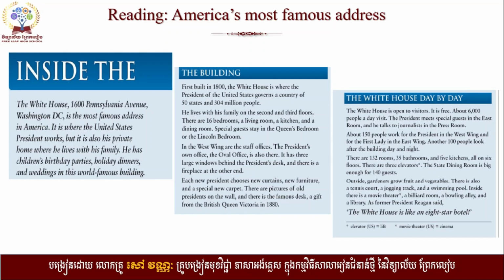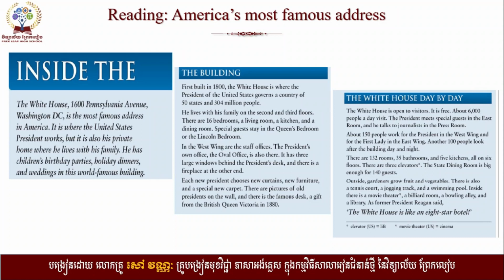In the White House, 1600 Pennsylvania Avenue, Washington DC is the most famous address in America. It is where United States the president works, but it is also his private home where he lives with his family. He has children birthday party, holiday dinners, and weddings in this world famous building.